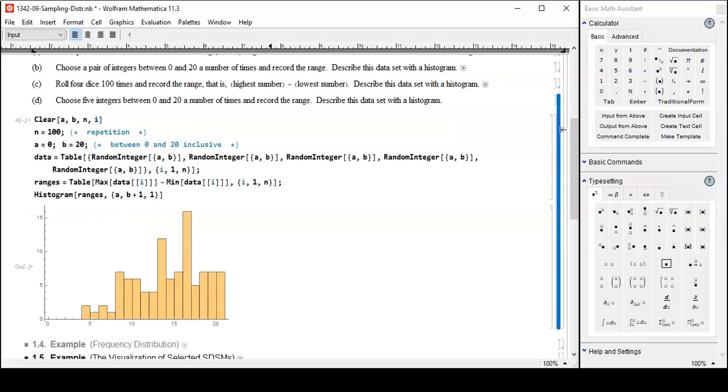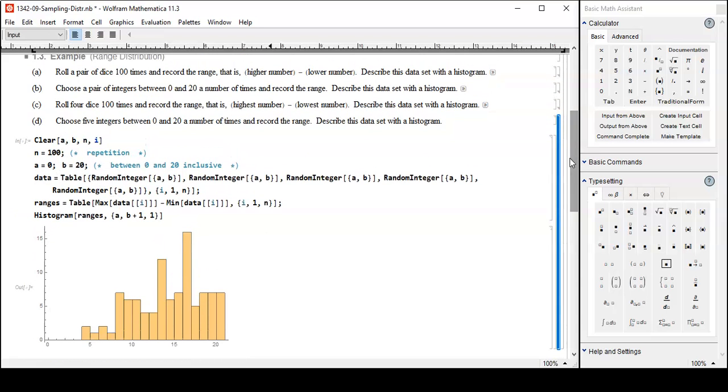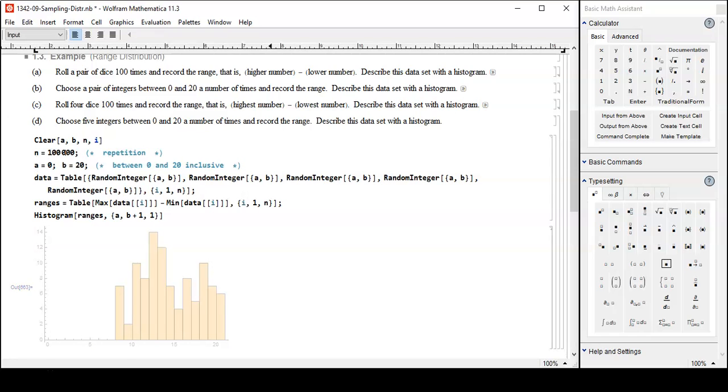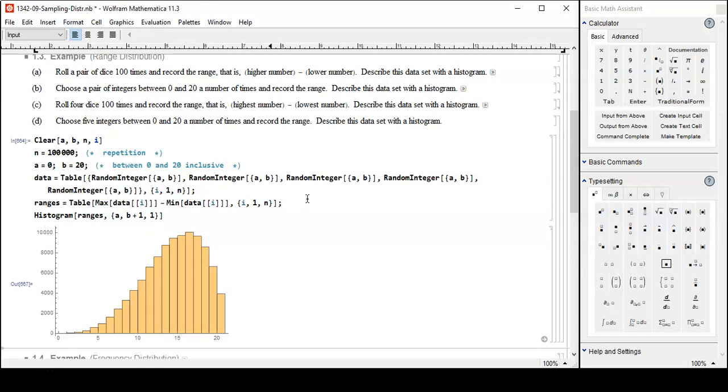This time, choose 5 integers between 0 and 20, and then record the range. Highest minus lowest. A range of 0 means I have to have the same number 5 times. So that's relatively low, and I don't see anything there. And as for the others, I don't know. Do you see any pattern? Well, let me increase the repetition. What do you see? We get a nice asymmetric pattern skewed to the left.